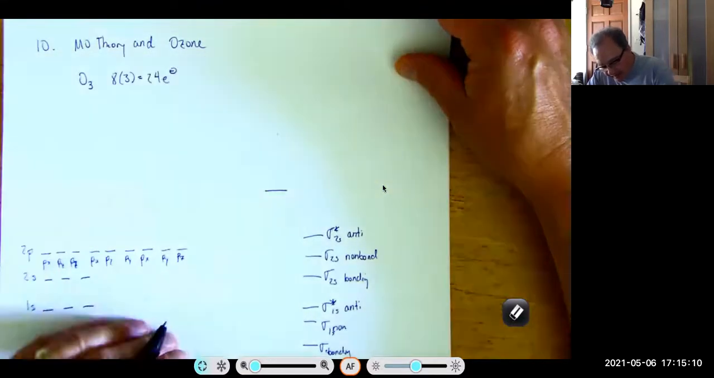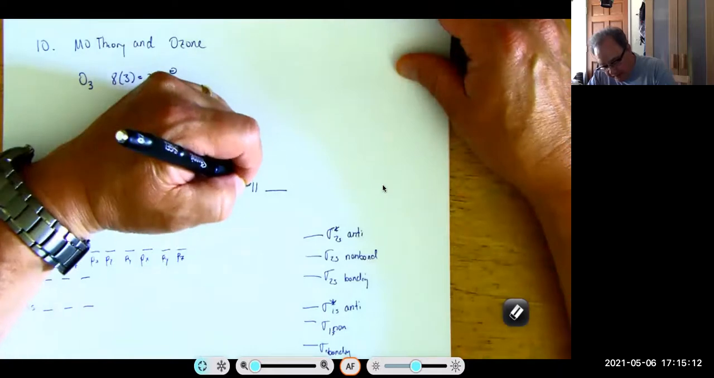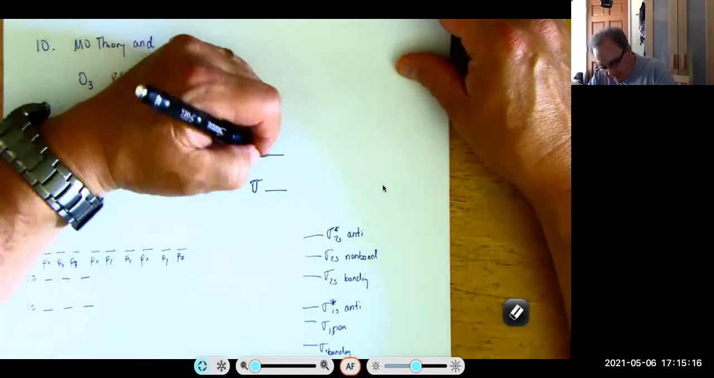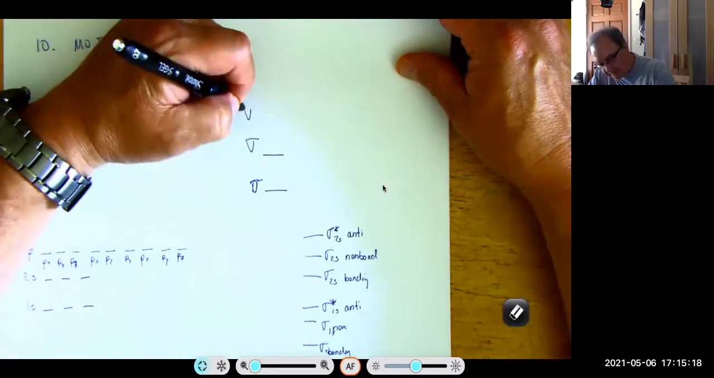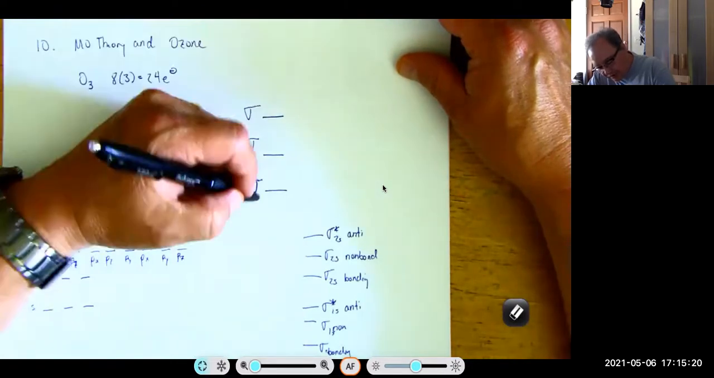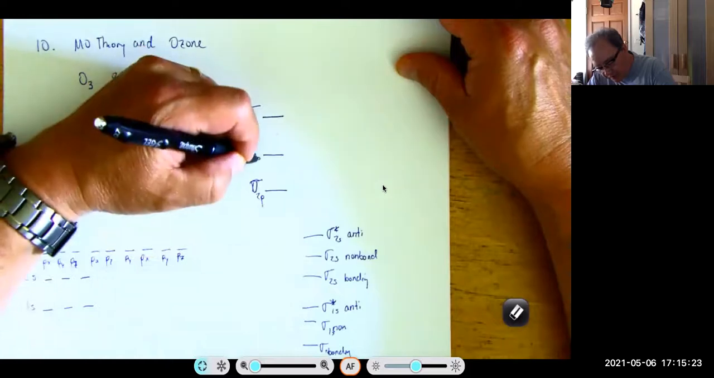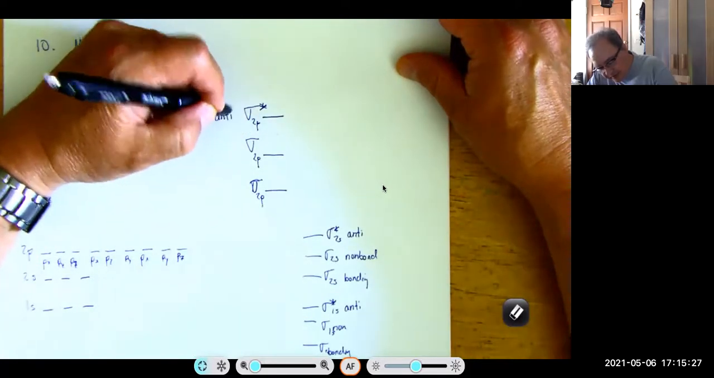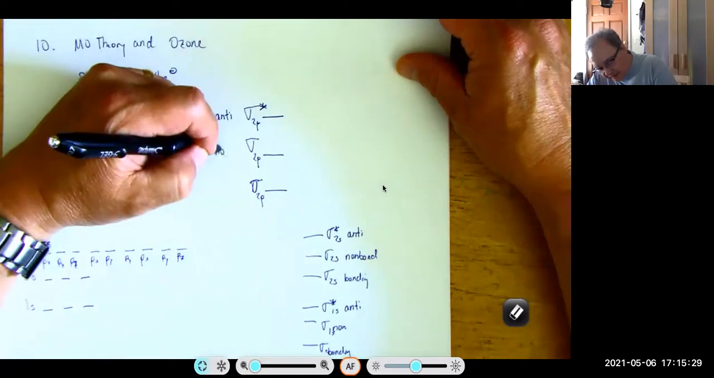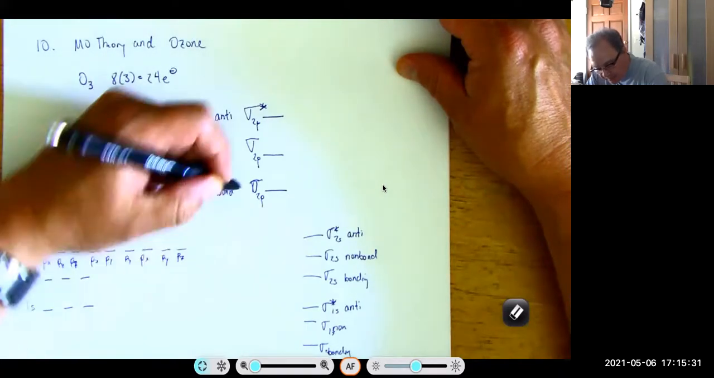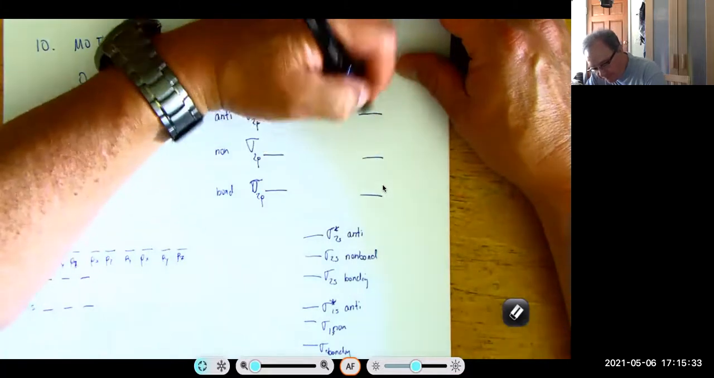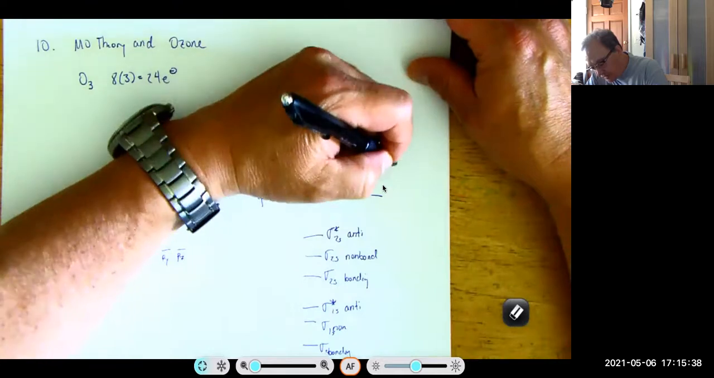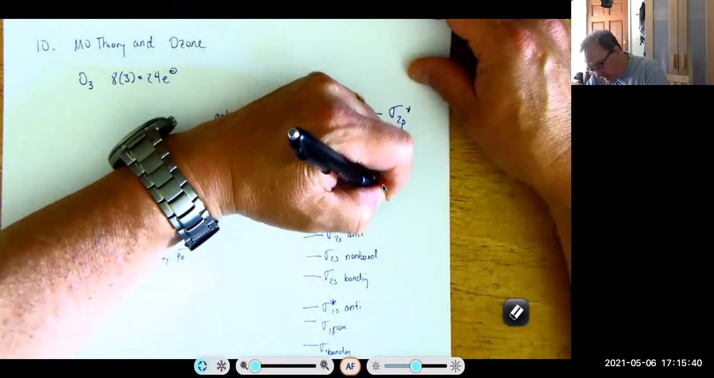You'll probably get, I'm going to call this a sigma, and a sigma. So this is a sigma 2p, a sigma 2p, and a sigma 2p star. So this is going to be an anti, this is going to be a non, and this is going to be a bonding. And you're going to get the same over here. Sigma 2p star, sigma 2p, and a sigma 2p. Non, bonding, and anti-bonding.